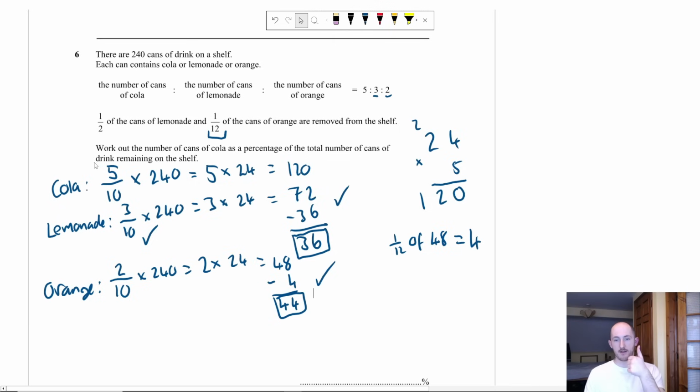So the first mark is for having all 3 of these lines written. Then you get the second mark for writing all 3 of these numbers, 120, 72 and 48. The third mark is for working out how many you've got left. The fourth and fifth mark are both for working out percentages.